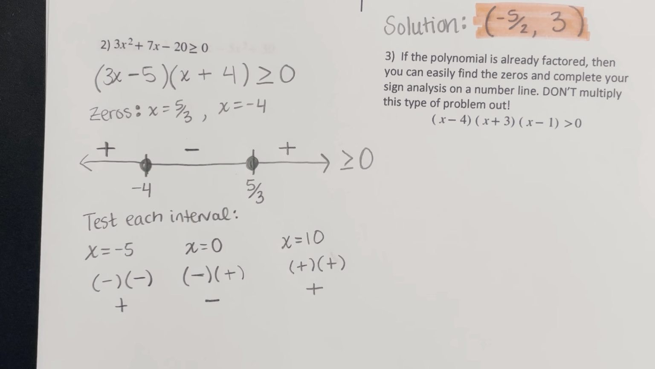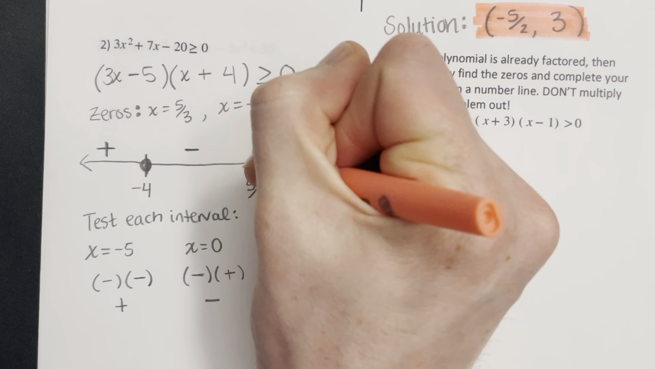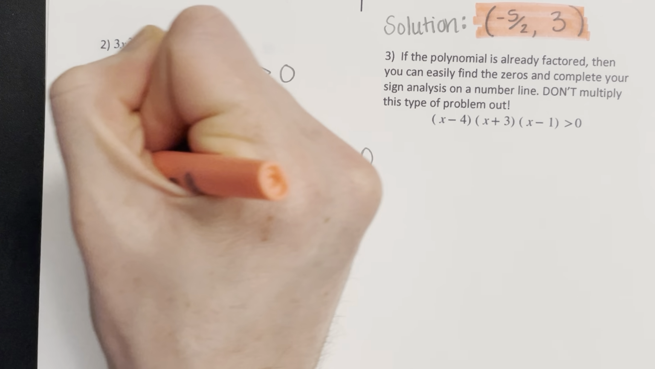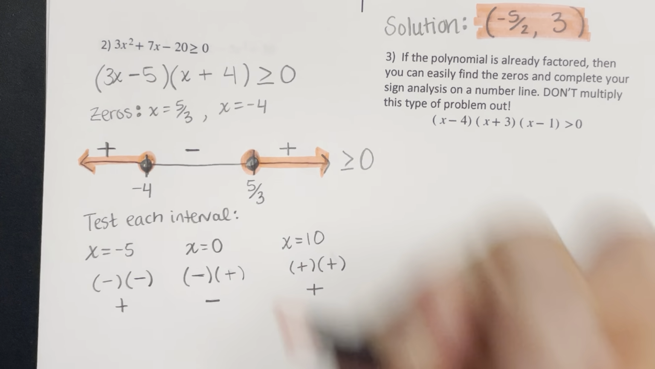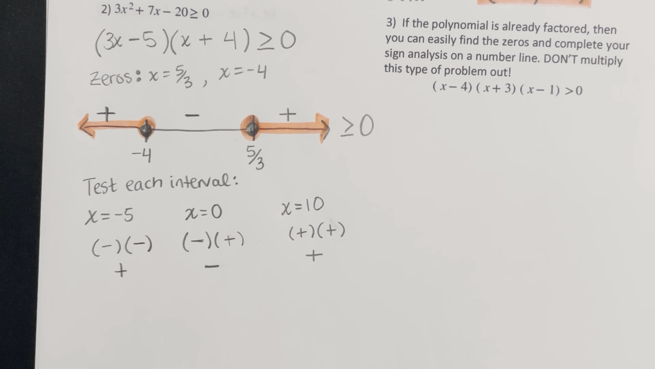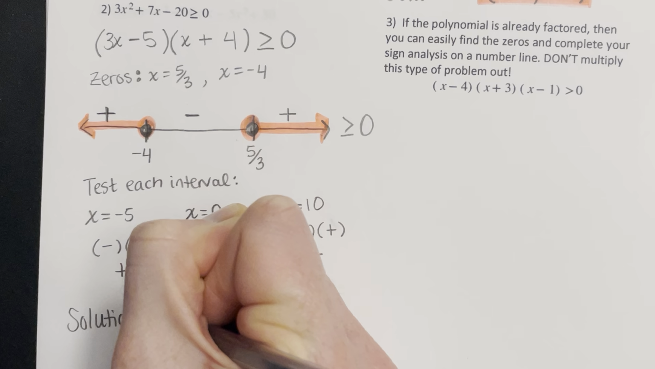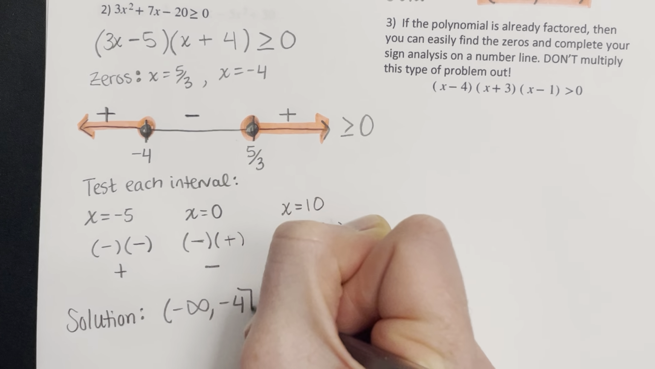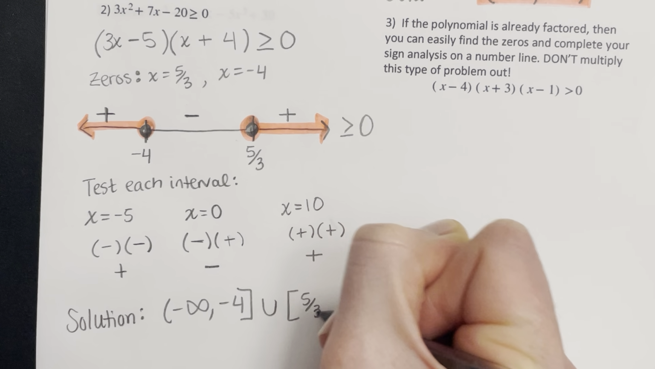And we care about when this is greater than or equal to 0. That would be this section here to the right or equal to, this section here to the left or equal to. We write out our solution in interval notation. That solution would be negative infinity to negative 4 with a bracket, union, and then 5/3 with a bracket to infinity.